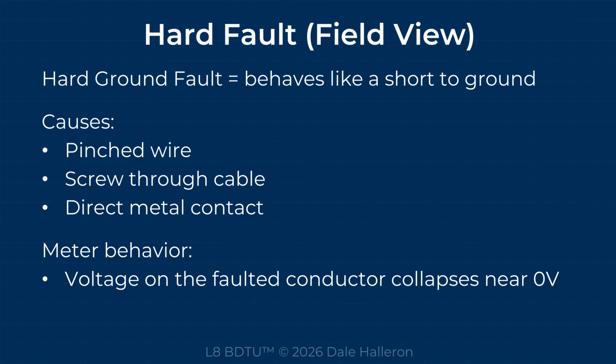A hard ground fault, the field view. A hard ground fault behaves like a short to ground. Causes could be a pinched wire, a screw through a cable, direct metal contact. Meter behavior: voltage on the faulted conductor collapses nearly to 0.